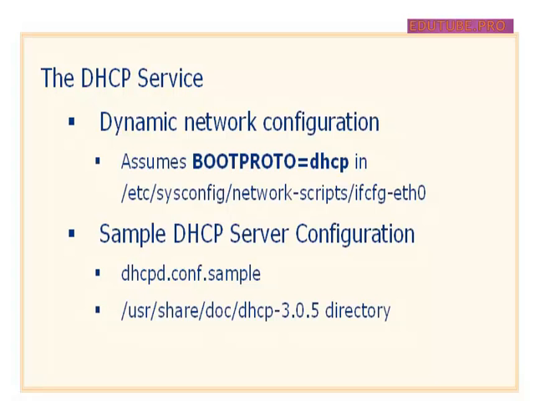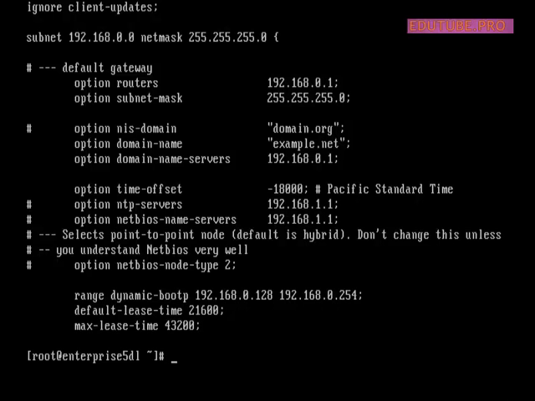If you see BOOTPROTO=dhcp in that file, then that client is requesting dynamic network configuration from a DHCP server. So how do you create a DHCP server? A sample configuration file is available in the dhcpd.conf.sample file in the /usr/share/doc/dhcp-3.0.5 directory. The version number may change.